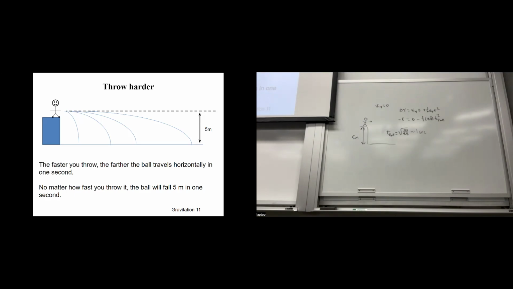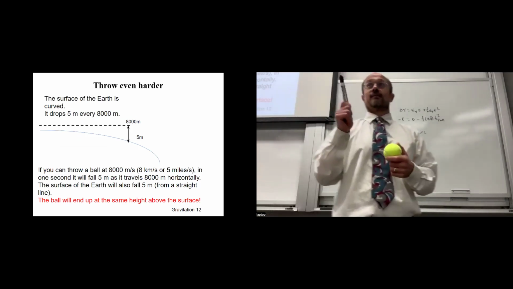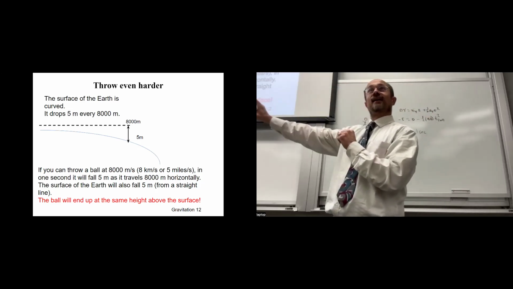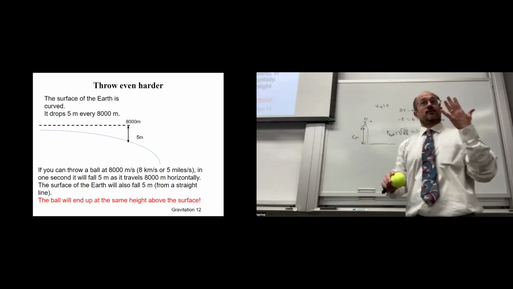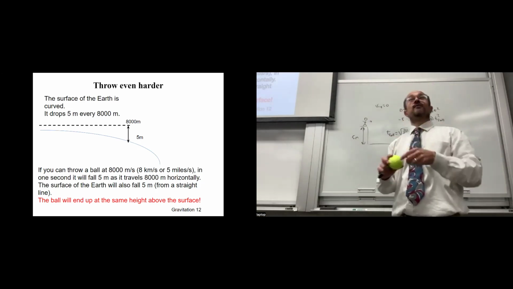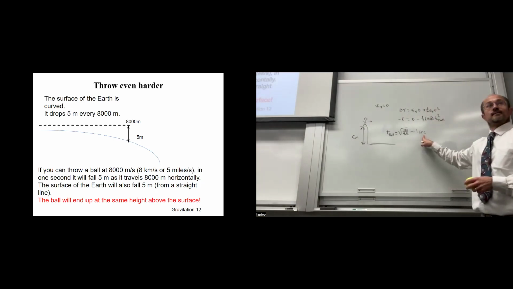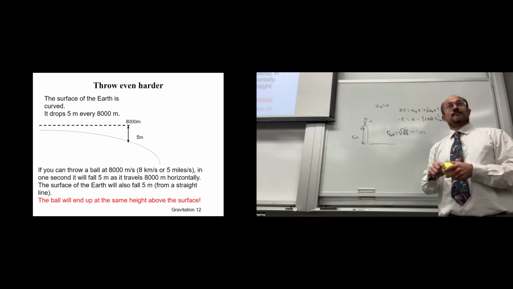But here's the kicker. If I can throw it at 8,000 meters per second, the Earth is curved. And so 1 second later, I travel 8,000 meters and I'm at a height of 5 meters. So how much time do I have to fall now? I'm 5 meters above the Earth. I have 1 second. So how far am I going to travel in my next second?